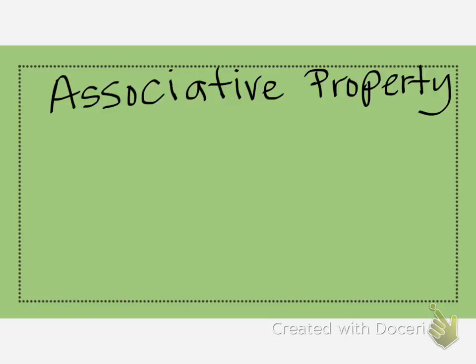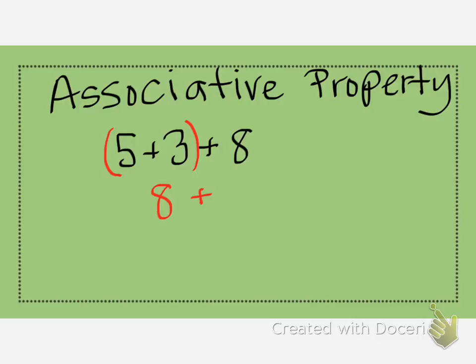So for example, if I say 5 plus 3 plus 8. Now, if I put parentheses around these first two, the parentheses essentially tell me that whatever's in the parentheses, I solve first. So I have the parentheses around the 5 and the 3, so I'm going to solve that first. 5 plus 3 is 8, and add the second 8, that's 16. So what associative property says is it doesn't matter.